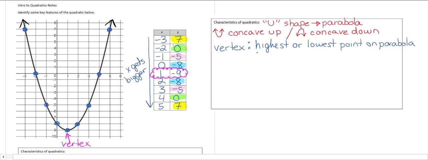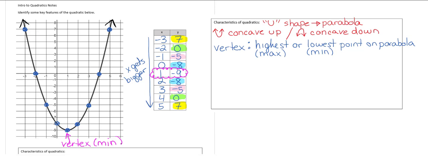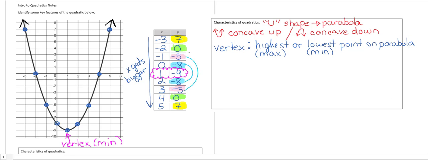Okay. And when we talk about the highest, we often call that the maximum point. When we talk about the lowest, we call that the minimum point on our graph. So in this case, our vertex is the lowest point. It's a minimum value. Okay. And that point's the most important point because that's where all of the mirroring happens that we talked about before, right? We can see again these Y values repeating kind of around that vertex there.